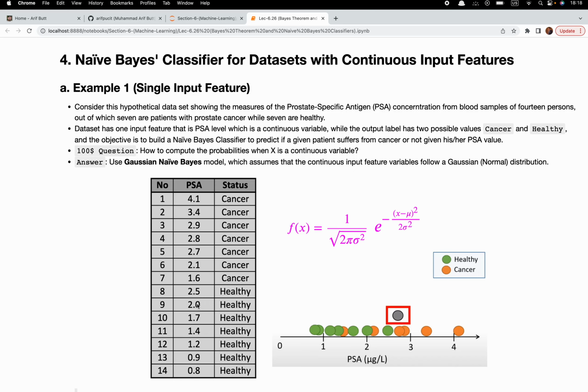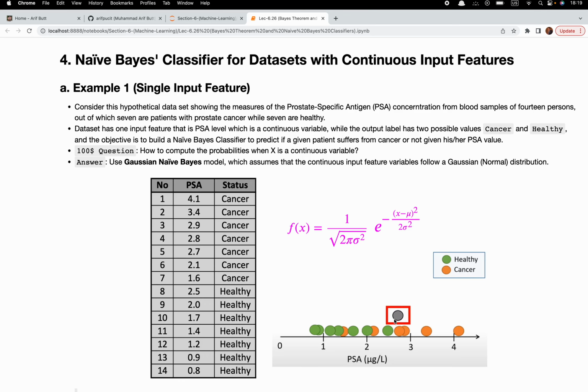Anyways, I hope the dataset is clear to you all, and for a better understanding, I have given the visual representation of the data as well, which is taken from tilestats.com. The only input feature is the PSA level shown along the horizontal axis. These green circles represent the healthy persons, while the orange circles represent the cancer patients. Now suppose that we want to predict if a person of PSA level 2.6 microgram per liter has prostate cancer or not. So this is what we need to do.